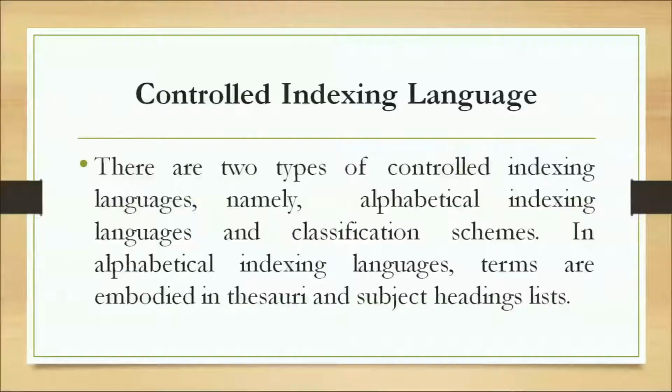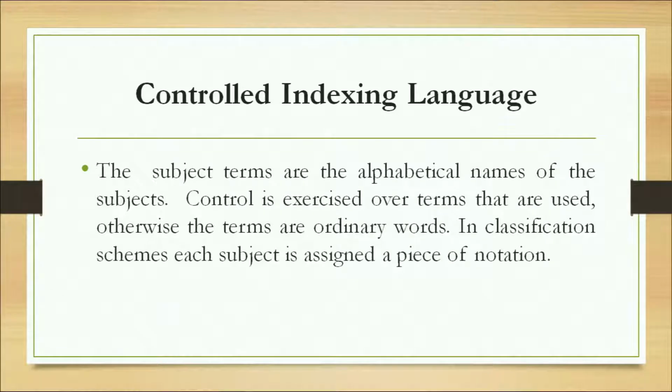There are two types of controlled indexing languages, namely alphabetical indexing language and classification schemes. In alphabetical indexing languages, terms are embodied in thesauri and subject heading lists. The subject terms are alphabetical names of the subject. Control is exercised over terms which are used. Otherwise, the terms are ordinary words.